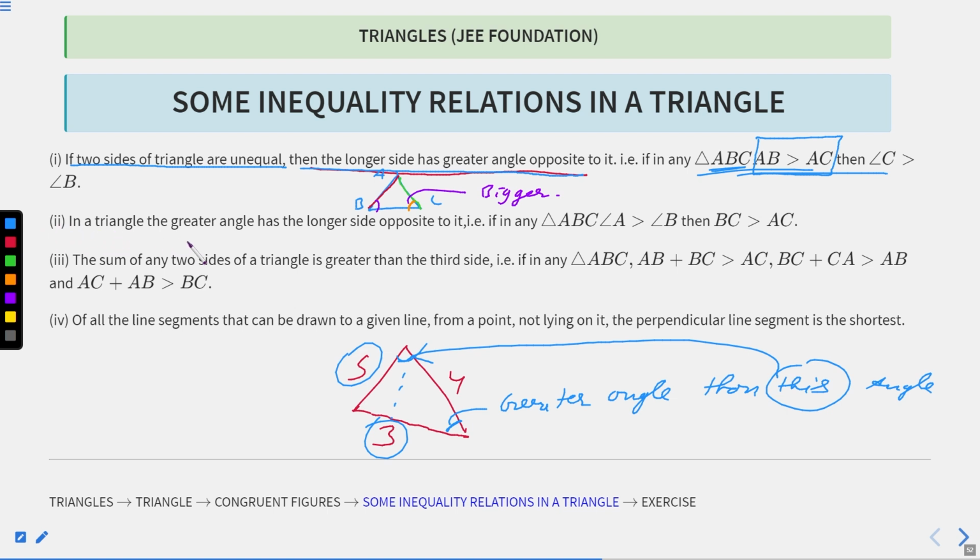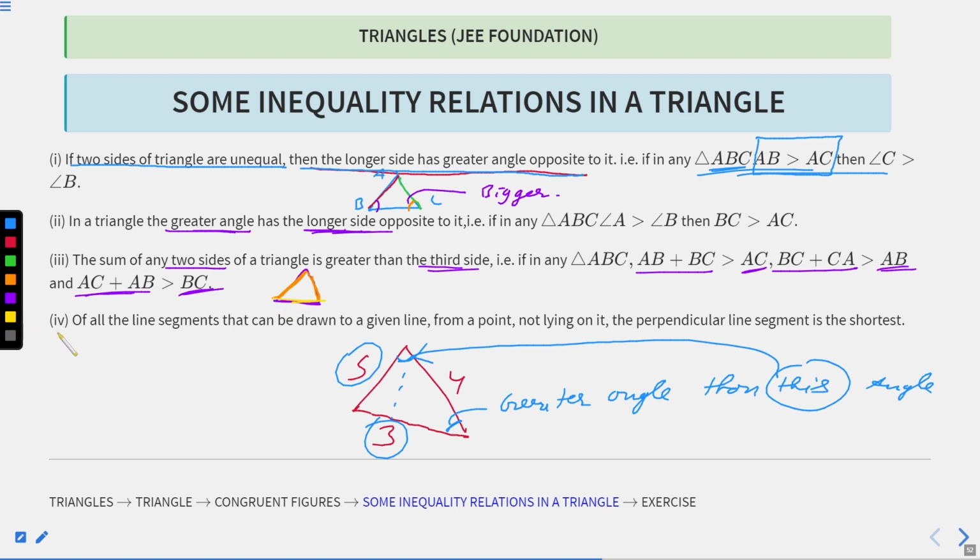In the second point, in a triangle, the greater angle has the longer side opposite to it. Whichever angle is greater, the opposite side must be the longer side. And in a triangle, the sum of any two sides must be greater than the third one. So AB plus BC must be greater than AC, BC plus CA greater than AB, and AC plus AB greater than BC. I hope this is all clear.